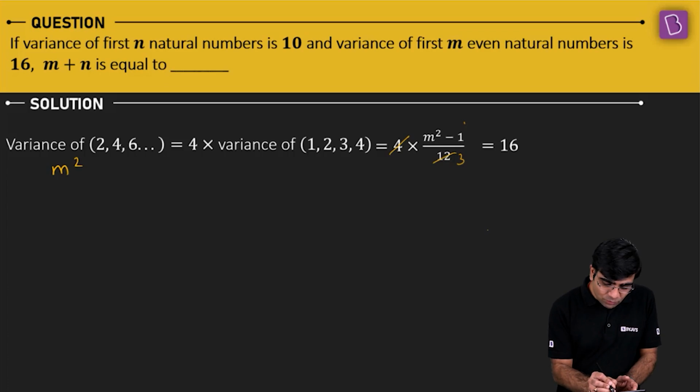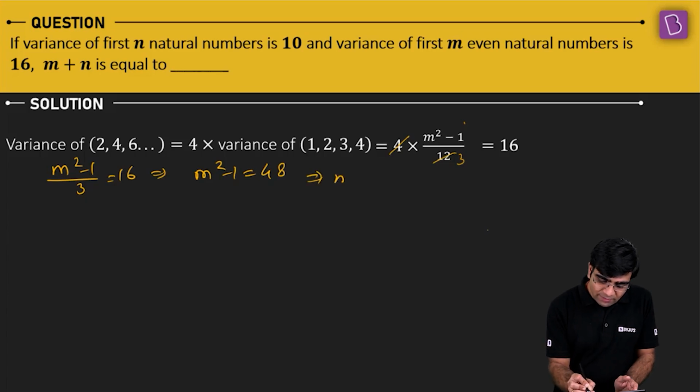Okay, perfect. Let me do the calculation quickly. So we have m square minus 1 by 3 equal to 16, which implies that m square minus 1 becomes equal to 48, which implies that m square becomes equal to 49, which implies that the value of m becomes equal to what?